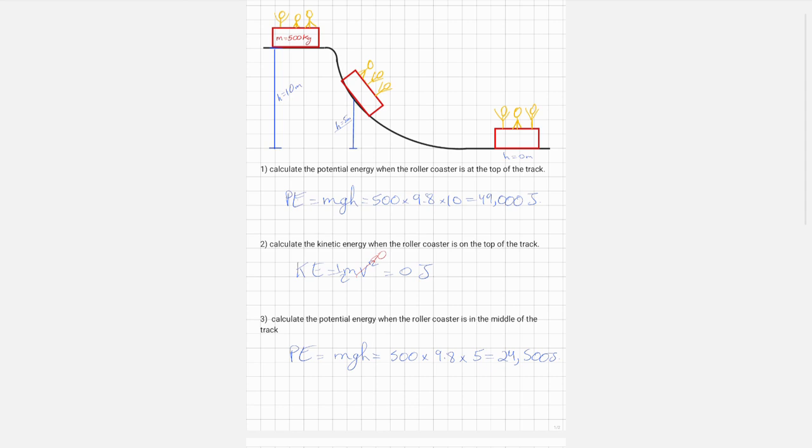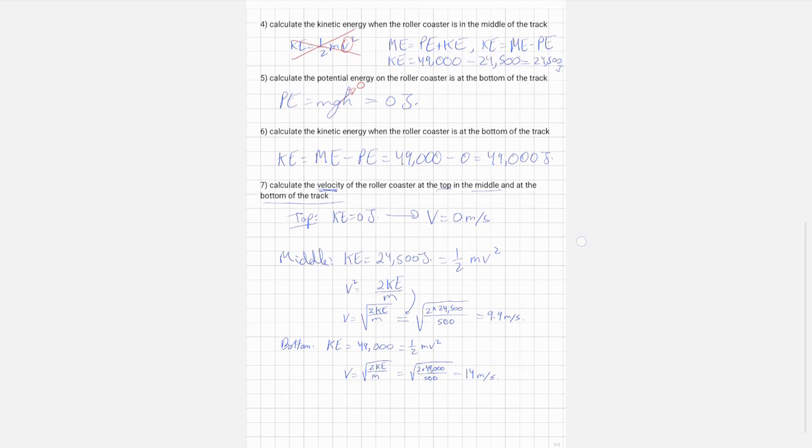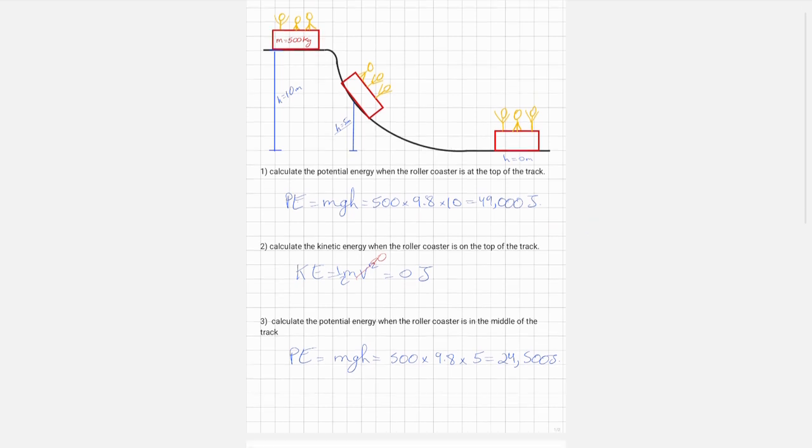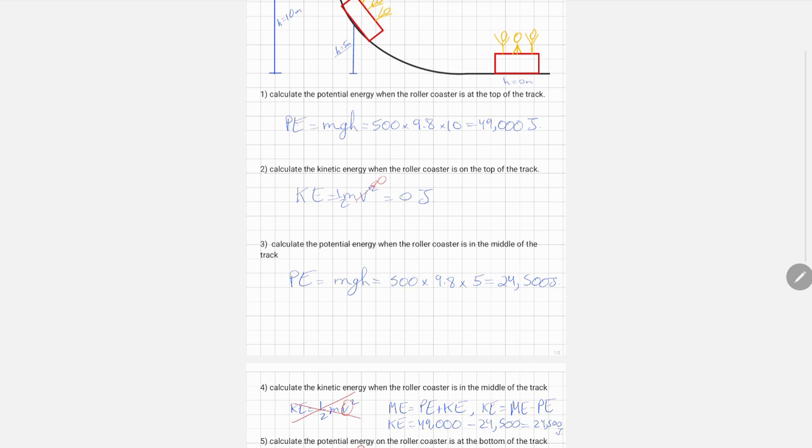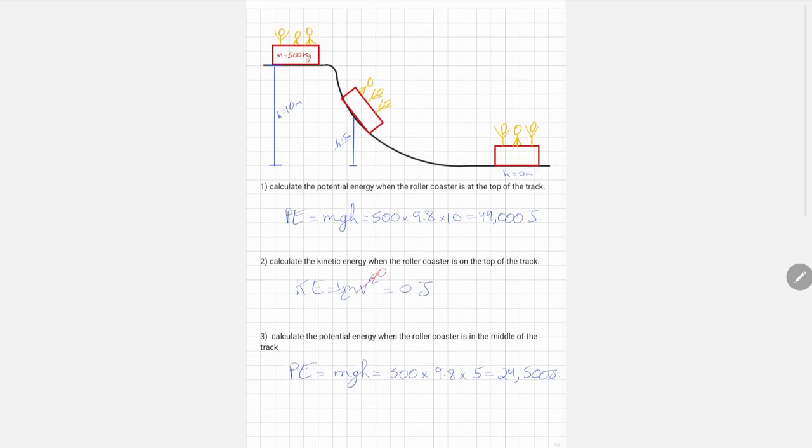Keep in mind that I might not necessarily ask you this many questions for one scenario. On a test, I might ask you question number 1, then question number 4, for example, and then maybe question number 6, and then 7. So I might not ask you all of these questions, but it's nice to see how we can solve each and every one of these.